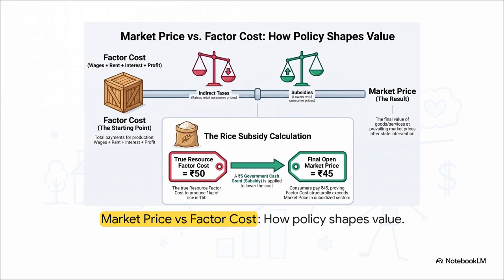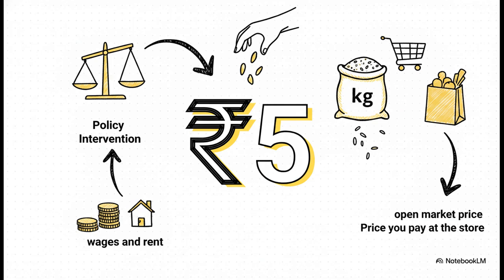To get from what you see on the shelf at market price down to the true factor cost, we have to strip away those indirect taxes and add back any government subsidies that might have artificially lowered the price. To put that into perspective for your own wallet, let's look at a really concrete example.